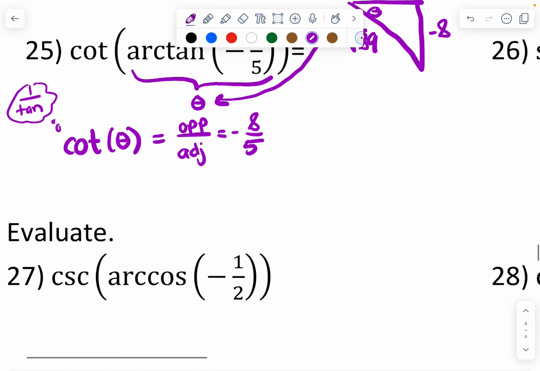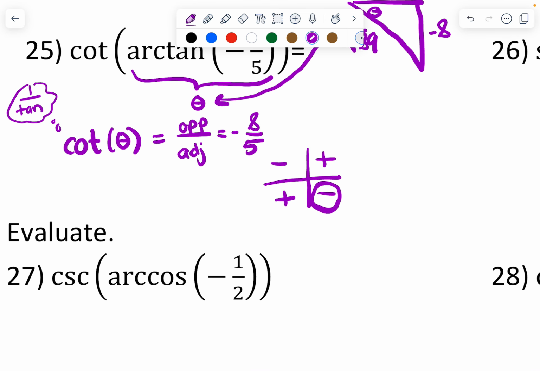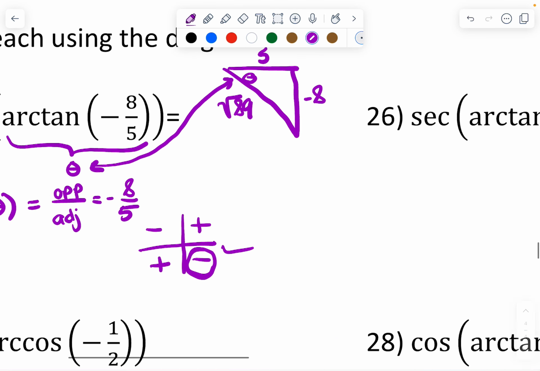And I was just thinking, tangent is positive in quadrants 1 and 3, and it's negative in quadrants 2 and 4, which means cotangent will share the same positivity and negativity. Because we are in quadrant 4, it should be negative, so I was just double checking that.